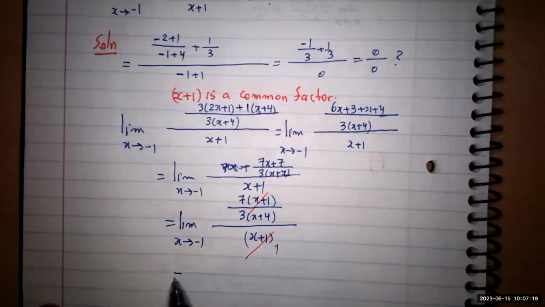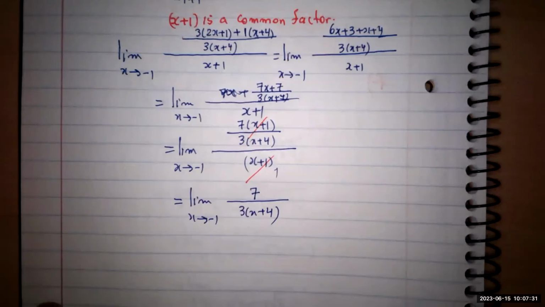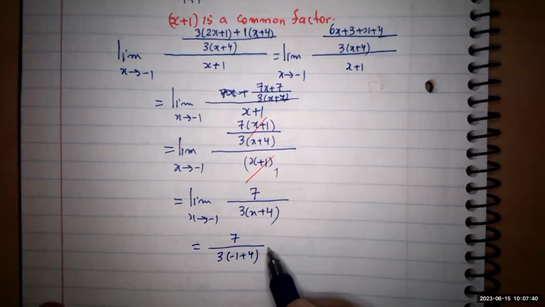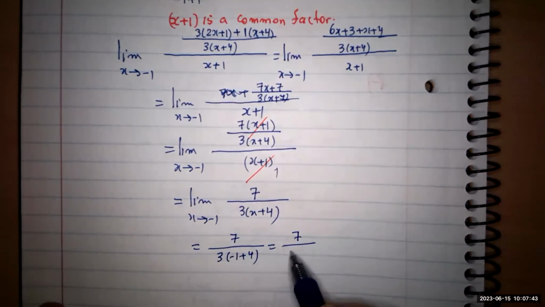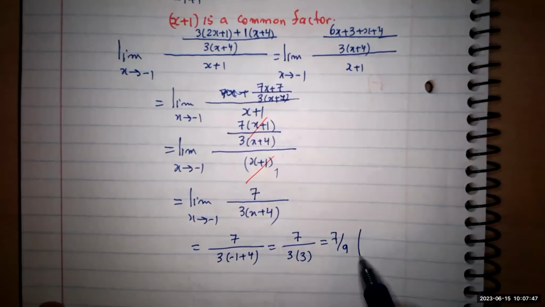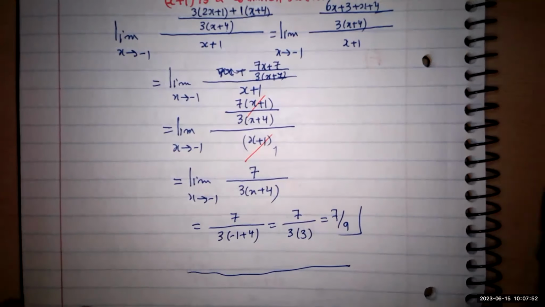So the leftover on the top is simply, as x goes to -1, you get 7 over 3 times x plus 4. Now you substitute -1, so that gives us 7 over 3 times -1 plus 4. So this is going to be 7 over 3 times 3, which is 7/9. So the 7/9 is going to be the final answer.